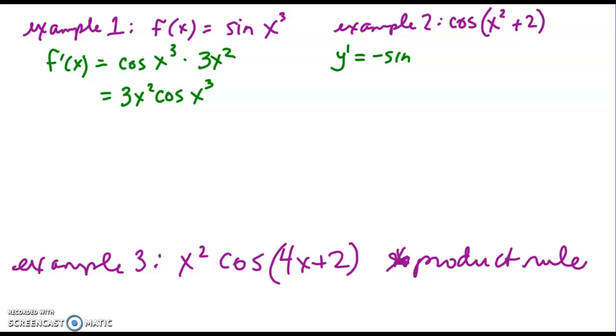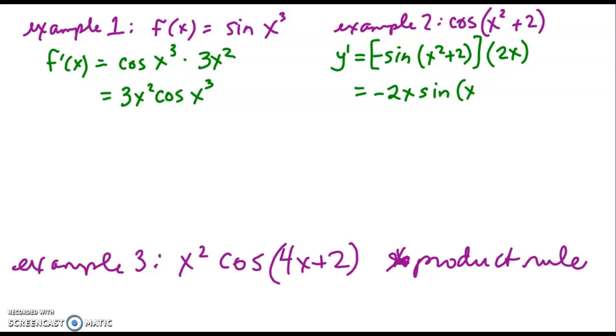The derivative here will be negative sine of u, all multiplied by the derivative of u, which in this case would be 2x, and that's it. Negative 2x sine x squared.